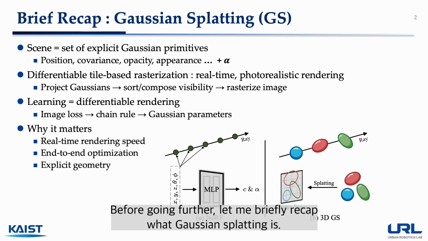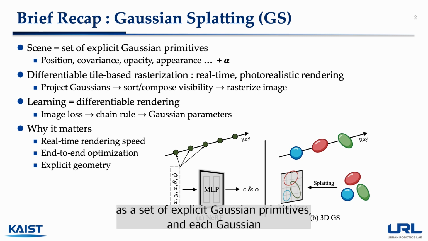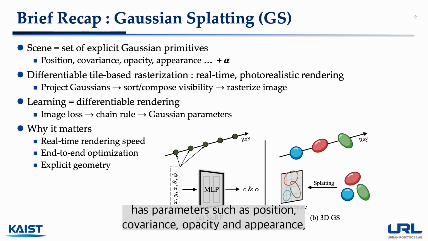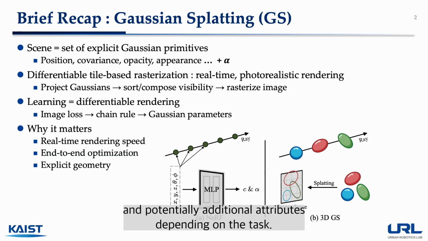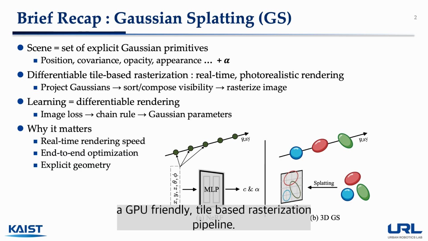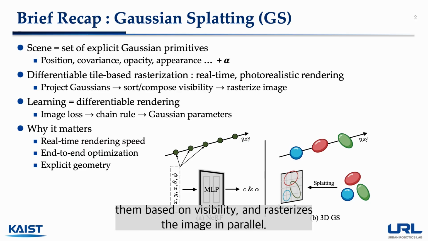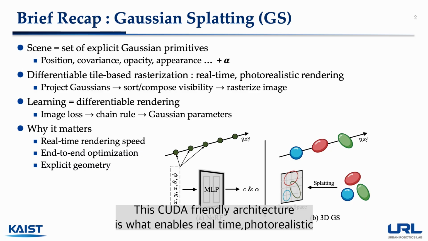Before going further, let me briefly recap what Gaussian splatting is. In Gaussian splatting, a 3D scene is represented as a set of explicit Gaussian primitives, and each Gaussian has parameters such as position, covariance, opacity, and appearance, and potentially additional attributes depending on the task. The first key point is fast rendering. Gaussian splatting is designed around a GPU-friendly, tile-based rasterization pipeline. It projects Gaussians onto the image plane, sorts or composites them based on visibility, and rasterizes the image in parallel. This CUDA-friendly architecture is what enables real-time, photorealistic rendering.